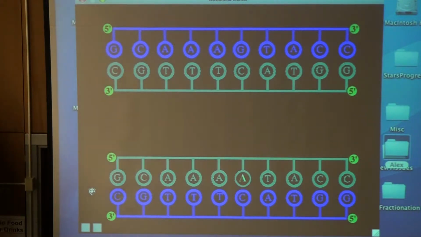Every now and then they'll make a mistake while they're doing it. And I think I should show you right here. There's the mistake right there. The original DNA strand had a C there, so there should have been a G there, but it just made an error when it did that.